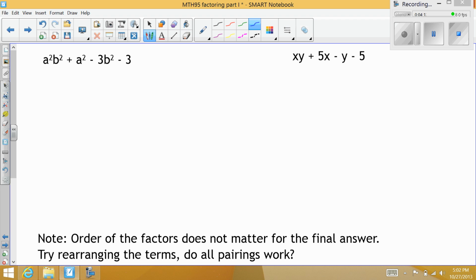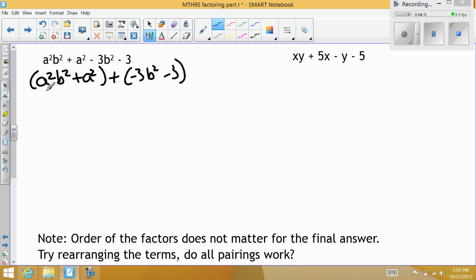Okay, let's try a couple more examples here. Again, we'll group with parentheses just to visually separate the 4 terms into 2 groups of 2 terms. And to make this a little easier, the subtract 3b squared is of course the same thing as plus negative 3b squared. So I can write this as plus negative 3b squared subtract 3.